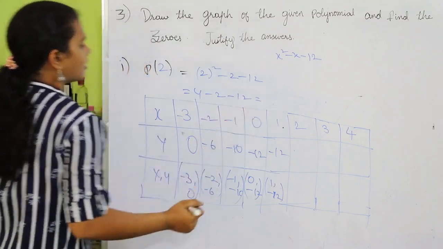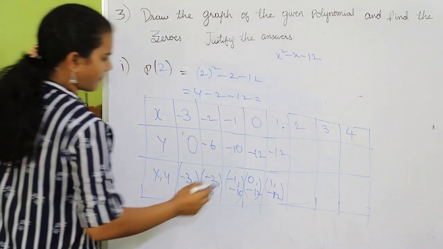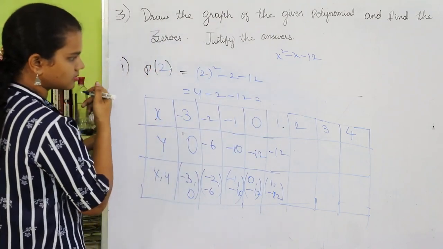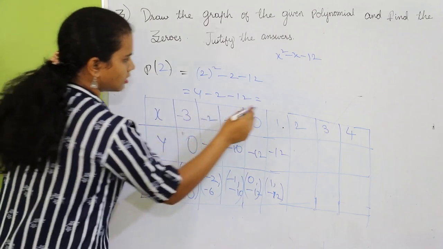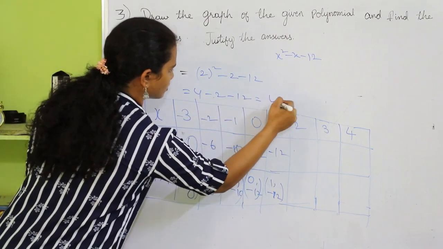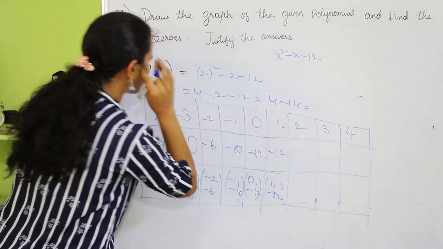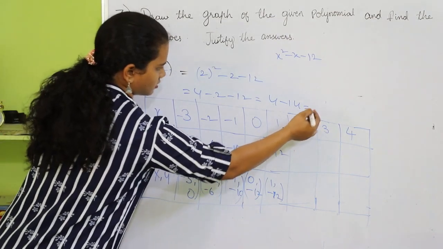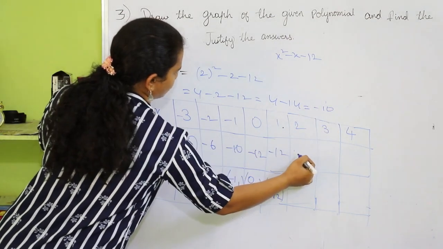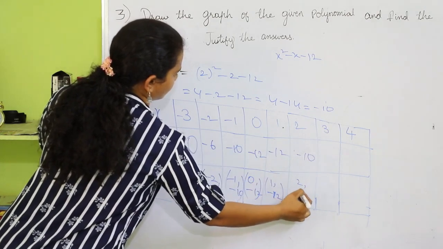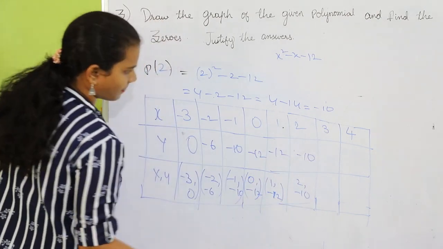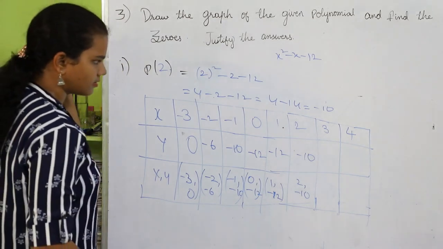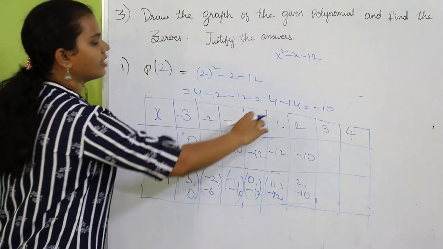So what do you do? 4 minus 2, 12 plus 2, minus 14. Or you go like 4 minus 2, 2 minus... minus 2 minus 14. So therefore this is minus 2. Clear? 2 comma minus 2.